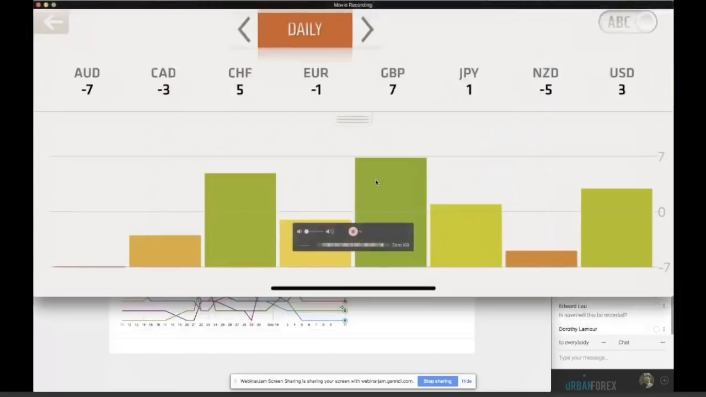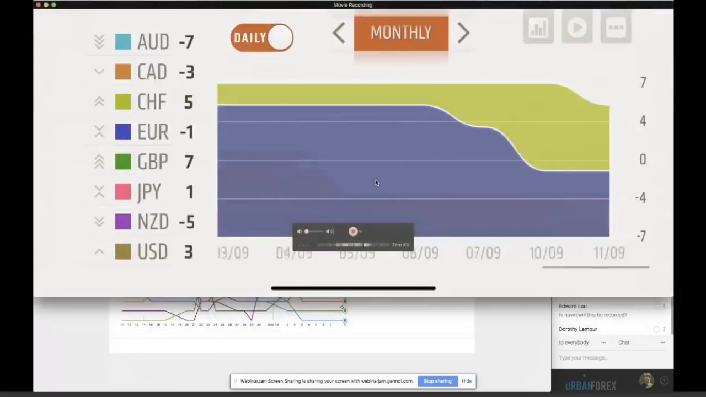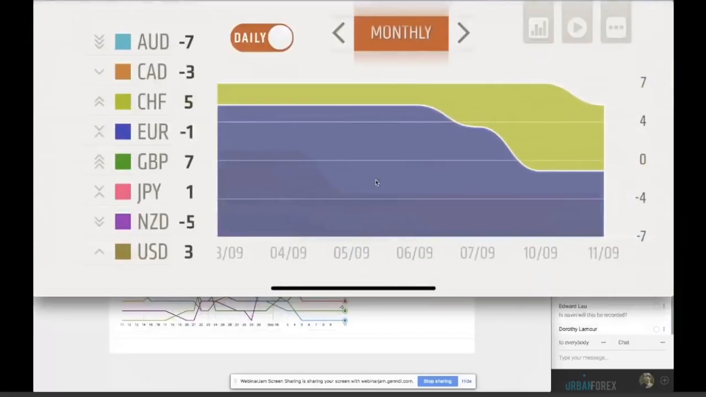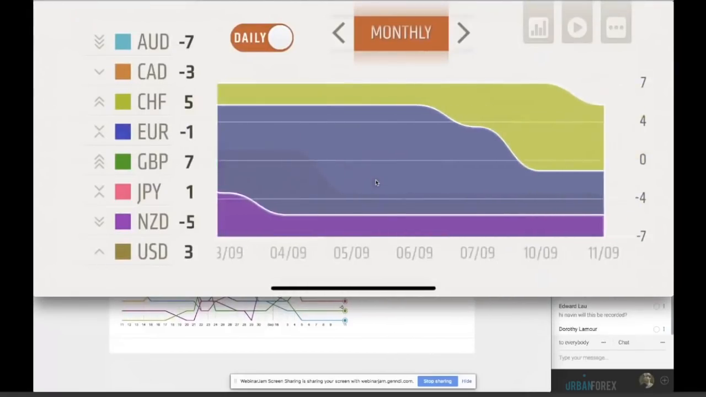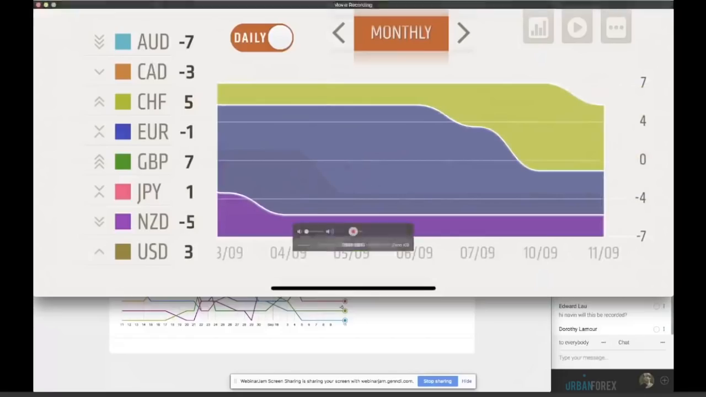So what we're going to do is discuss this -7 that we see, the -5 that we see on New Zealand, and then we'll get into Aussie. And I'm going to explain why this is so important. So let's get into it.